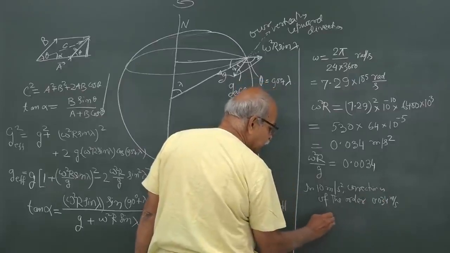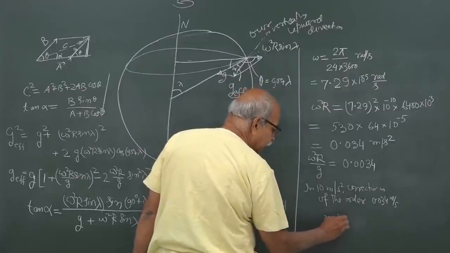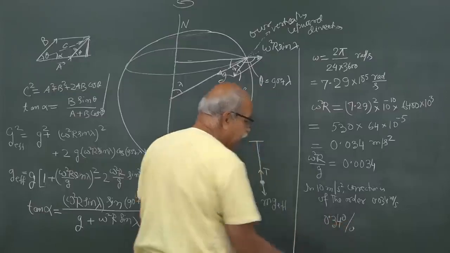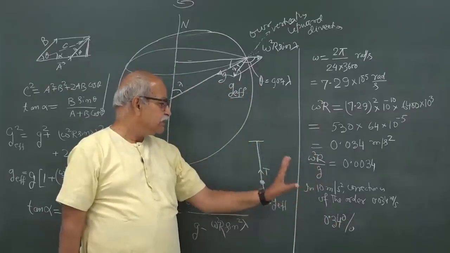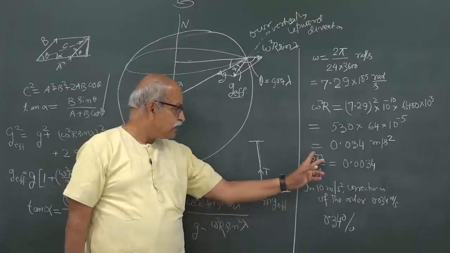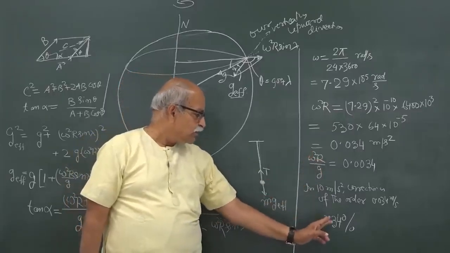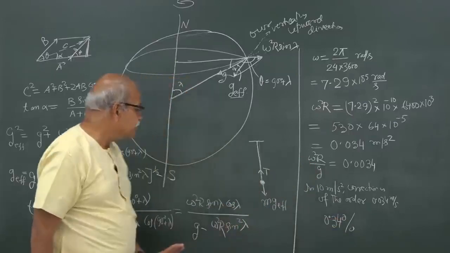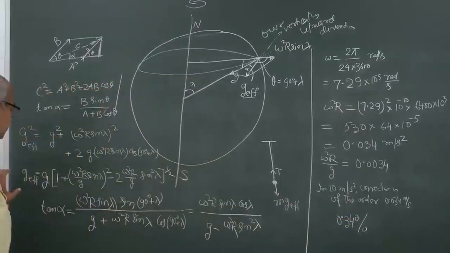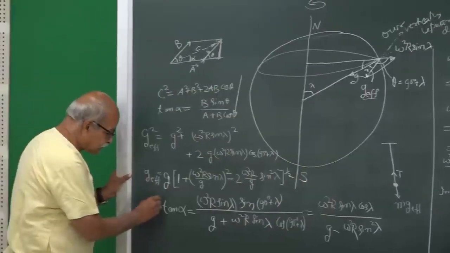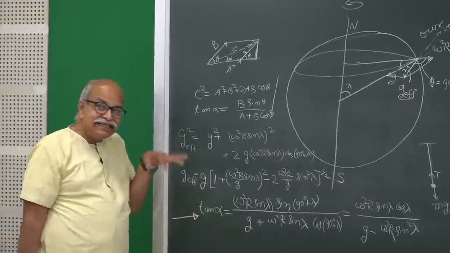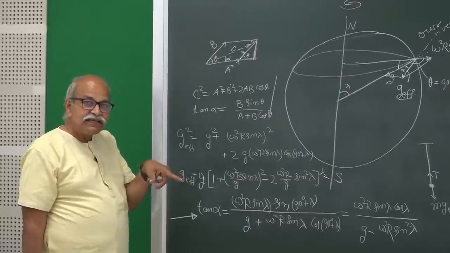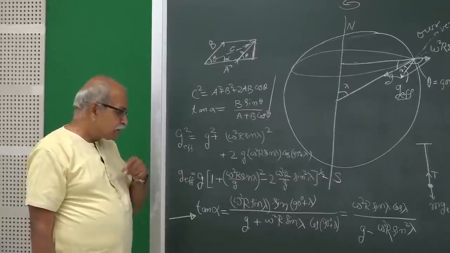So, it is 0.34%. If you compare omega square r and g, then this omega square r is about 0.34% of g. Now, let us first look at the direction. How much is our vertical deviated from the true vertical?